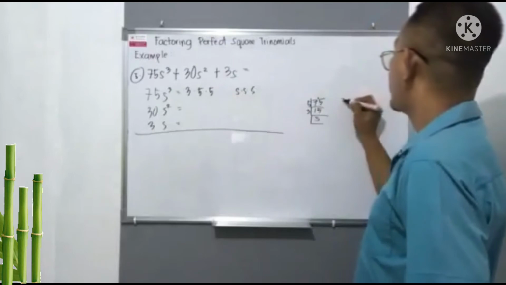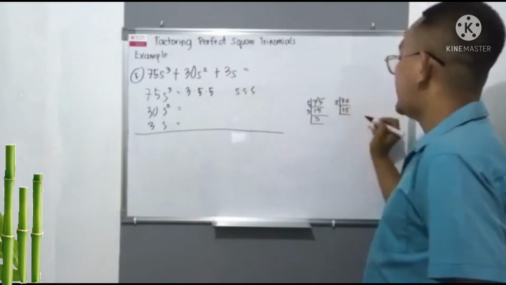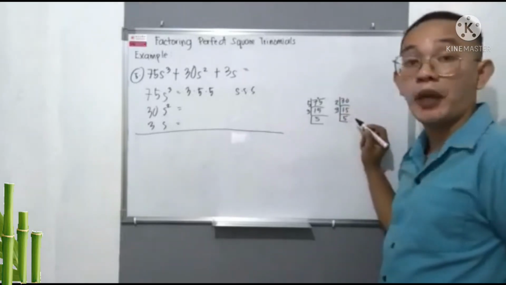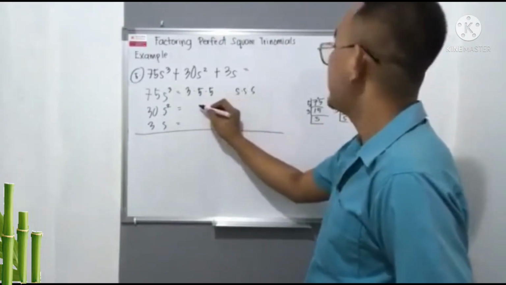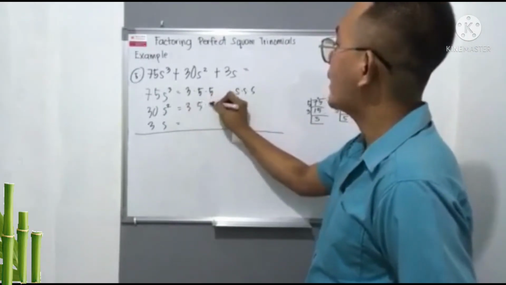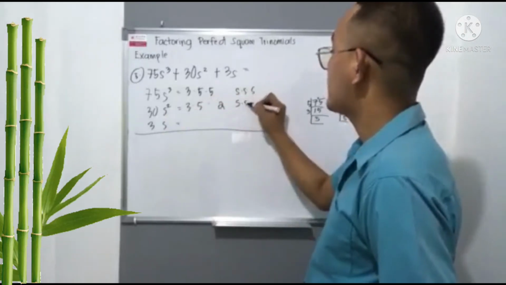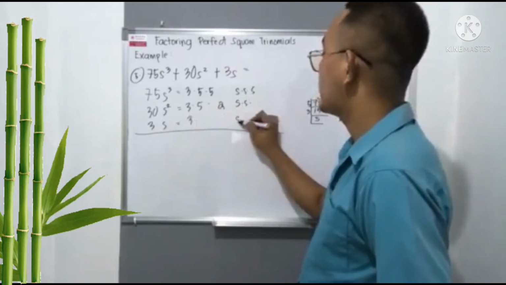Next, we have 30. 30 is divisible by 2. So, we have 15. 15 is divisible by 3. We have 5. So, 5 is a prime number. Therefore, stop na tayo doon. So, ang factor niya ay magiging 3 times 5 times 2. Okay, so s squared, we have s times s. And then, for the 3s, we have 3 times s.